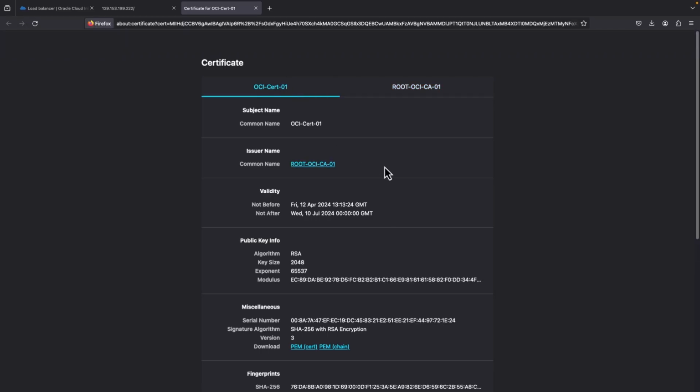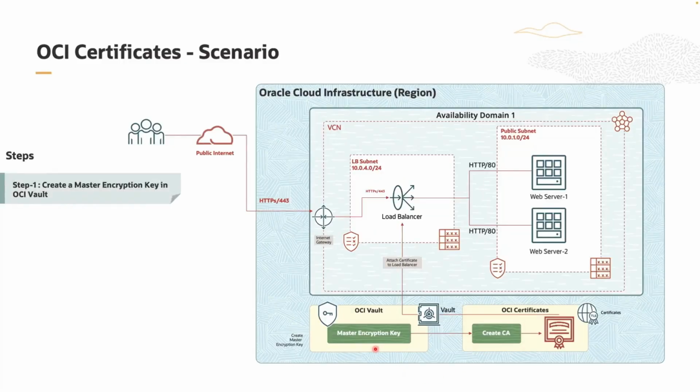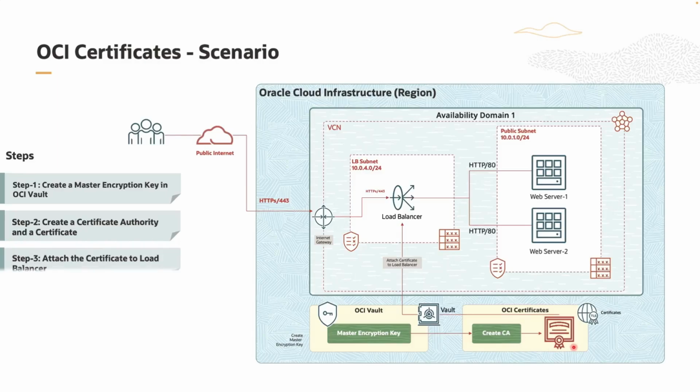So to wrap up, in this demo, we got to know how to create and attach private certificates to a load balancer using OCI certificates service. For that, we first created OCI Vault and master encryption key. Then we created private certificate authority and then our certificate. After that, we attached that certificate to a load balancer. Finally, we verified the associated certificate using web browser.